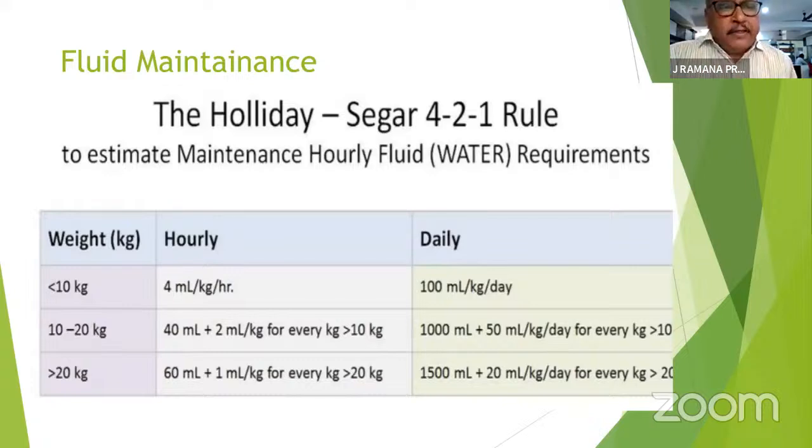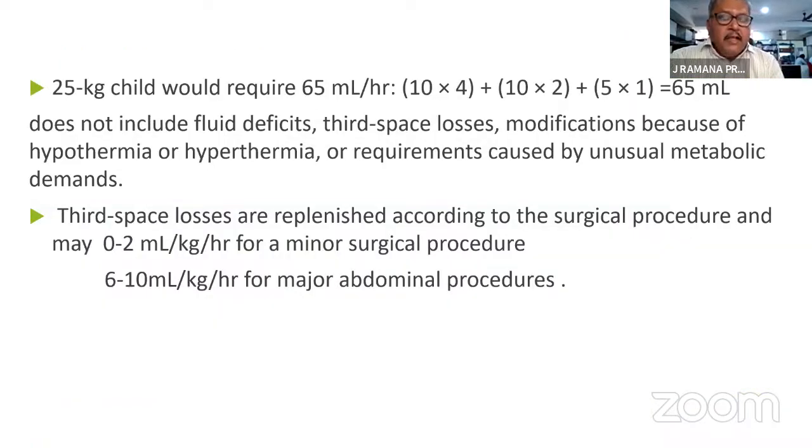As we already told, this is a repetition of the Holliday-Segar formula, the most important 4-2-1 rule to estimate the maintenance hourly fluid requirement. First 10 kg, 4 ml per kg per hour. Next 10 kg, 2 ml per kg per hour. For every kg more than 20 kg, 1 ml per kg per hour. A 25 kg child would require 65 ml per hour.